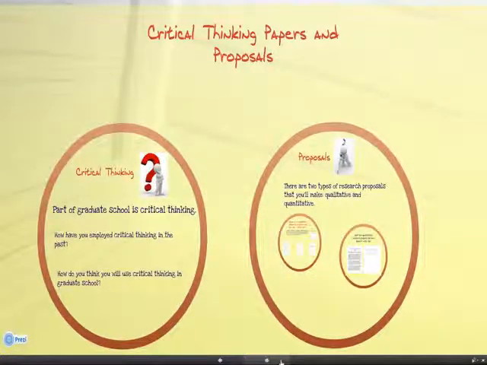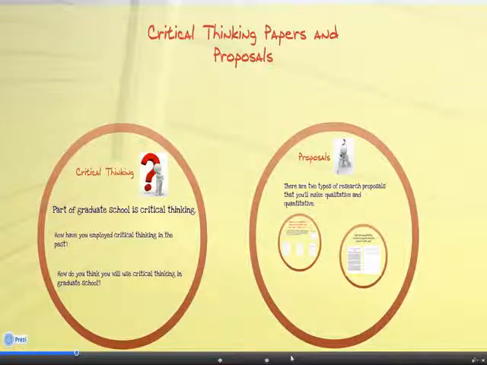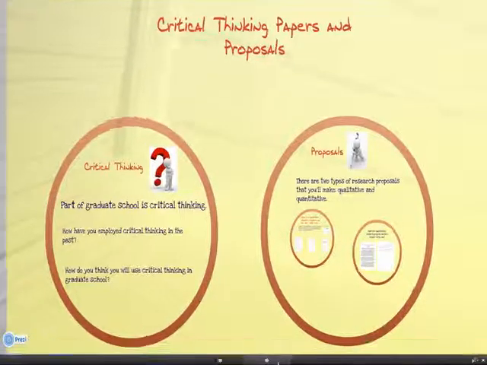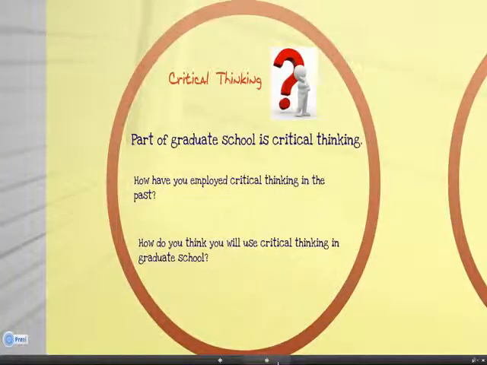So next we're going to talk about critical thinking papers, or just critical thinking and proposals. Critical thinking is a part of graduate school. It's a part of everything we do in graduate school. And we just have a couple questions to get you thinking about this. How have you employed critical thinking in the past? And how do you think you will use critical thinking in graduate school? Do you have any examples of how you've used it in the past?